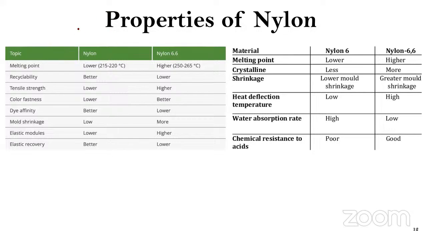Then here I gave you a comparison chart between normal nylons, that is nylon 6 and nylon 66. If you look, they have quite a lot of differences. Here also I gave that nylon 6 has less crystallinity as compared to nylon 66.